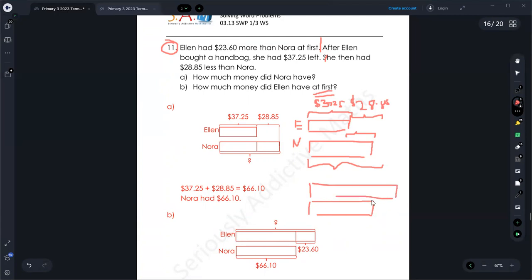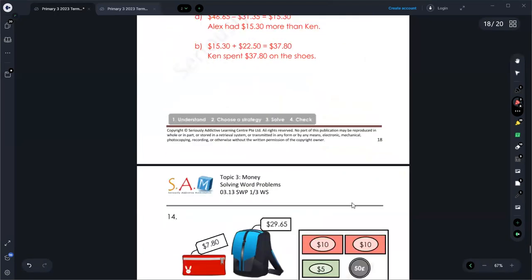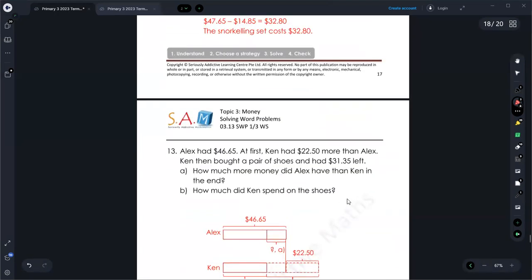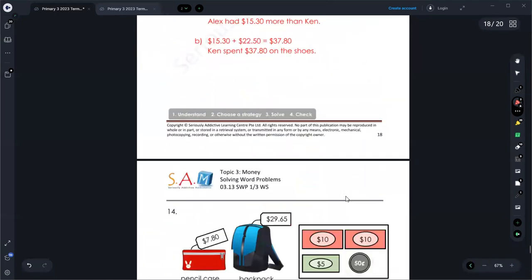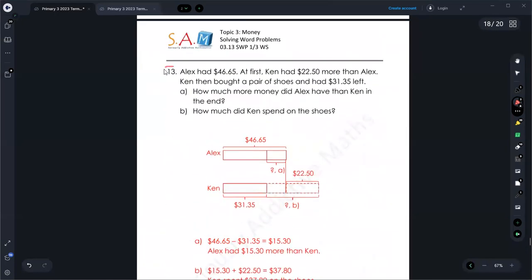Remember to do the labeling. I'm just cutting, saving time for the recording here. So there you go. It'll be this amount plus this amount. And I'll let you know what questions you would like to do with them. Oh, actually, I forgot, I think question 13 is good to do with them as well. So please do question 13.